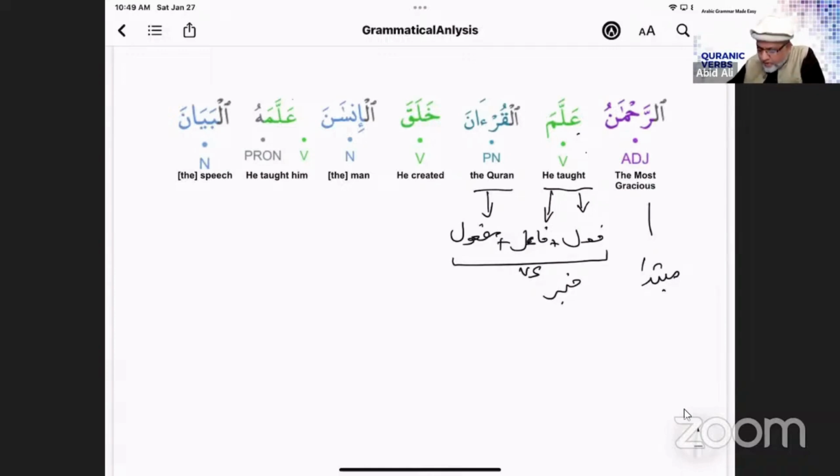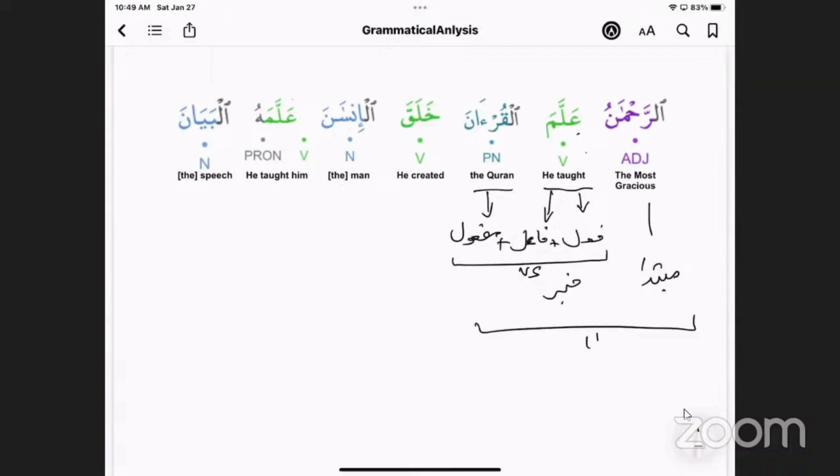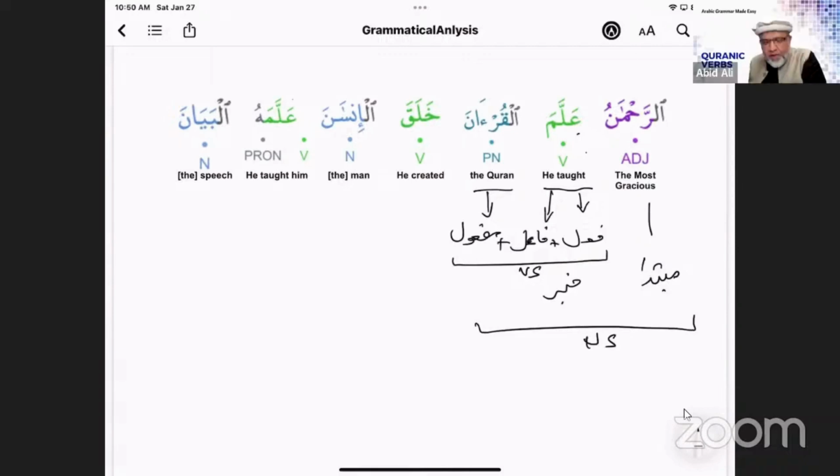So this is Mubtada, this is the khabar. Is this a verbal sentence? Nominal sentence. Yes. So basically, what are we doing here, by the way, guys?